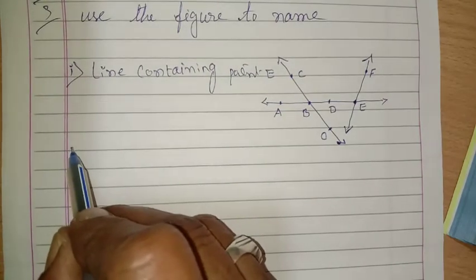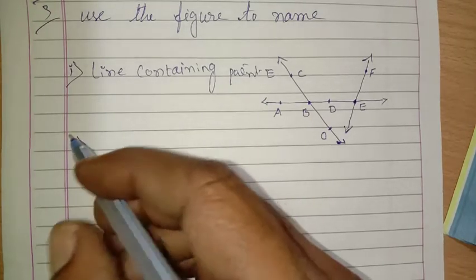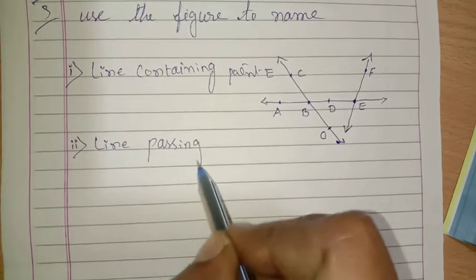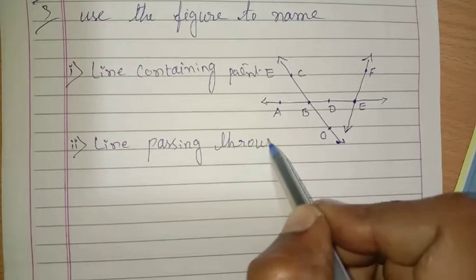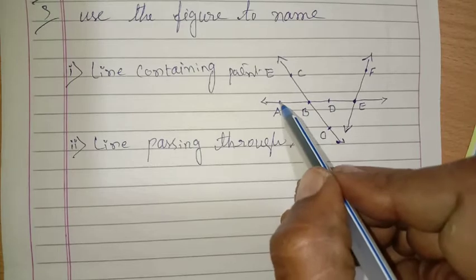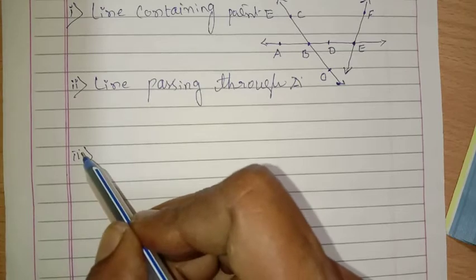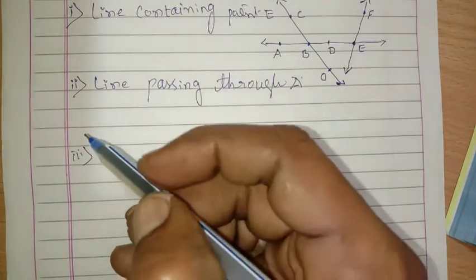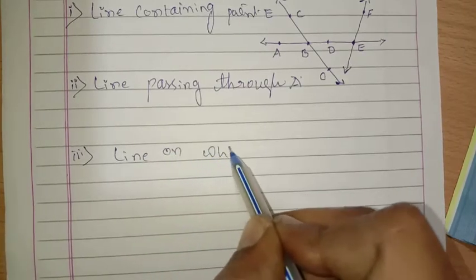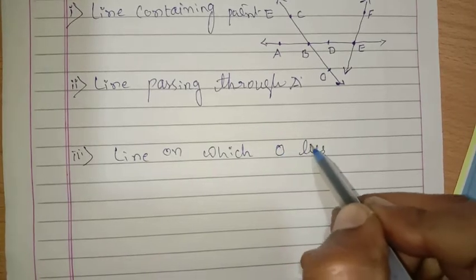Second question is, first of all you have to write the question. So second question is line passing through A. Line passing through A. Where is A? This is A. Third question is line on which O lies. Line on which O lies.